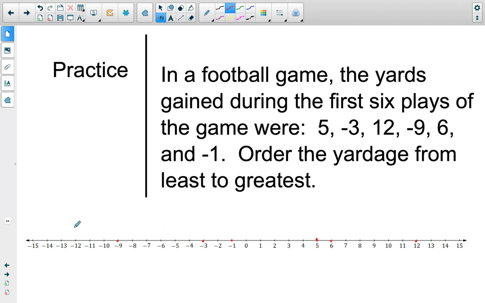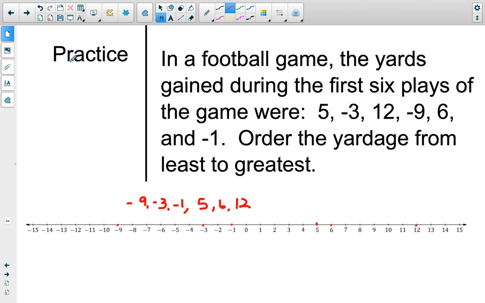So now I just look for my dots when I put them in order. I have negative 9, negative 3, negative 1, 5, 6, 12. That's it. That's all you've got to do to put them in order.